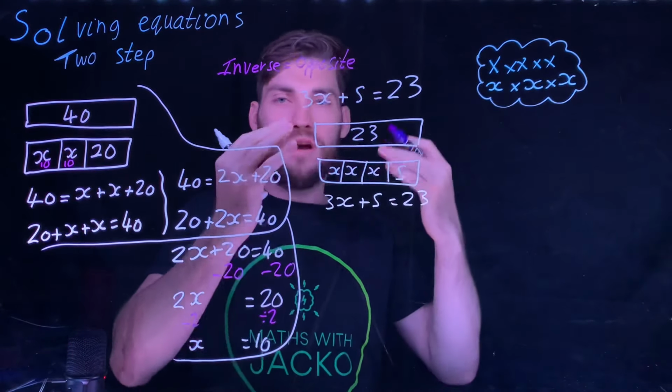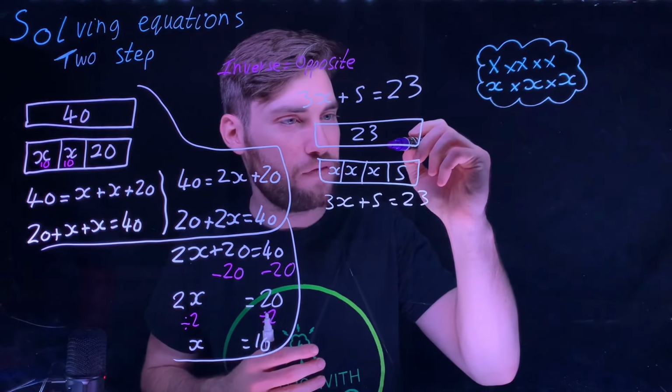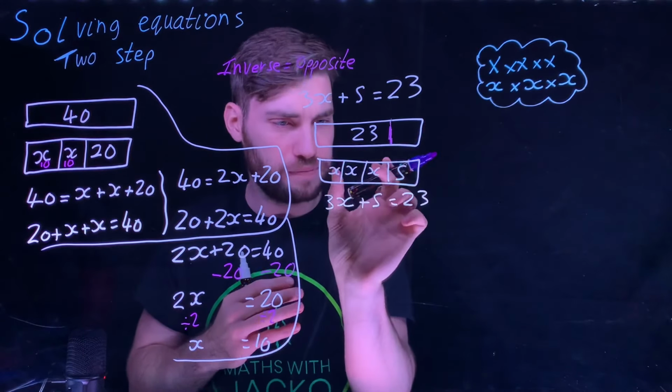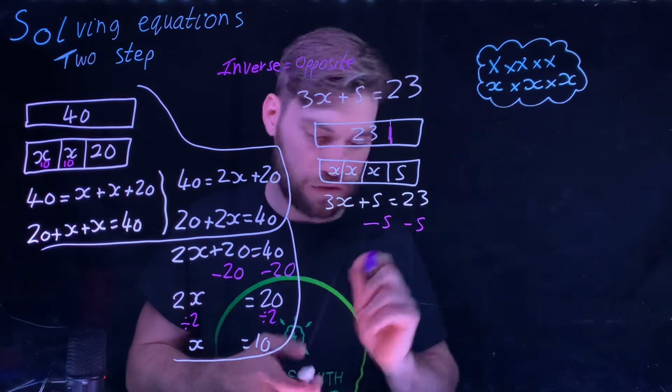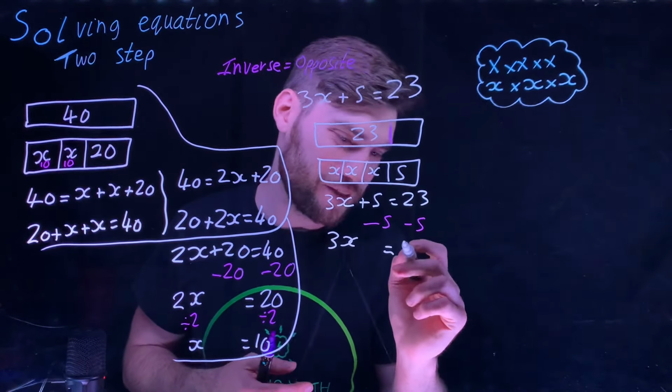So now the inverse of adding 5 is subtracting 5. So just like the bars here, we take that 5 off, we'll know that this amount here makes these 3x's. So minus 5 from both sides. We're then left with 3x equals 18.